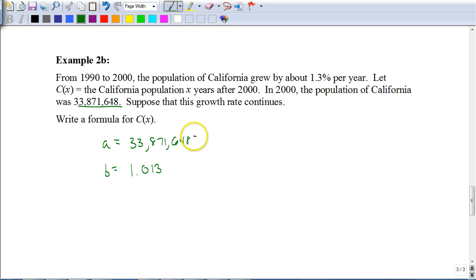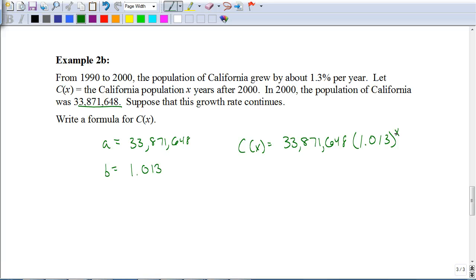So now to combine these and write it as a function, it'd be C of x equals 33,871,648, which was your initial amount, times your growth factor, 1.013 to the x power.